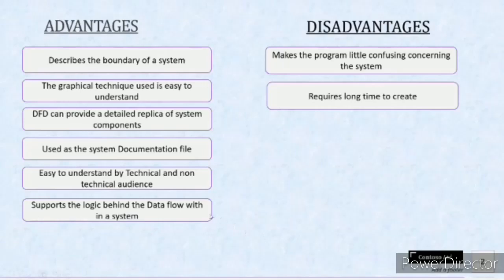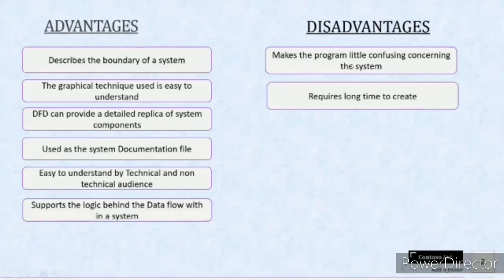The sixth point: support the logic behind the data flow diagram with the help of the system. With the help of DFD, we can easily convert the logic into practical form. With the support of the DFD, it is possible. Let's see the disadvantages of DFD.